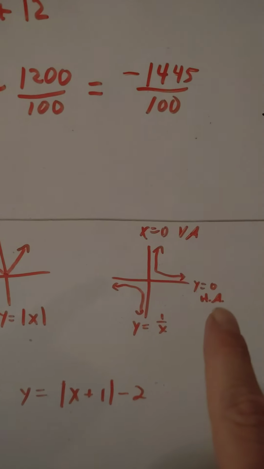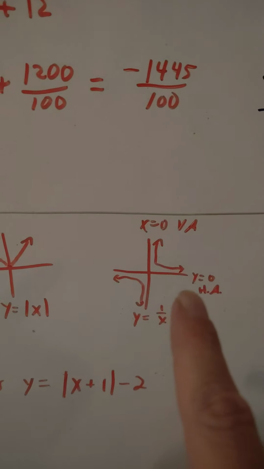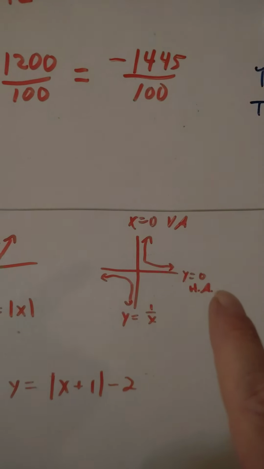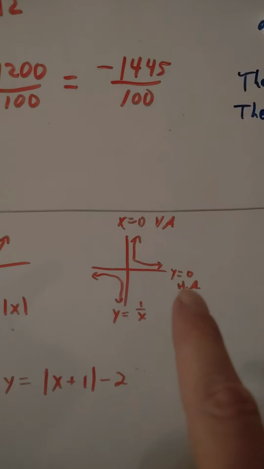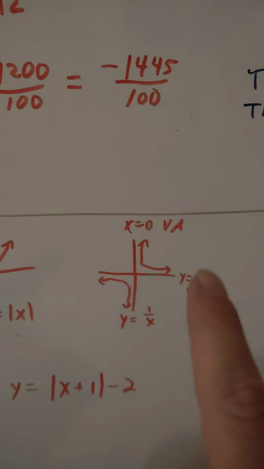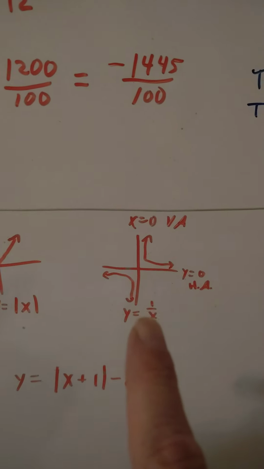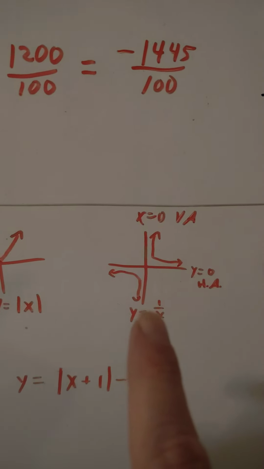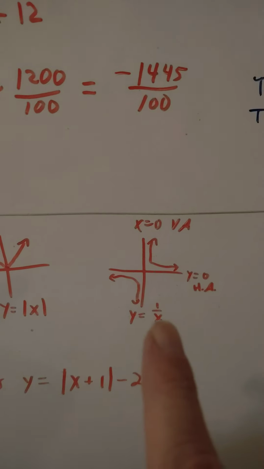Y equals 0 is a horizontal asymptote. So these branches will never touch the x-axis, which is the equation y equals 0. Remember, horizontal lines have the equation y equals a number. And then there's a vertical asymptote, x equals 0. So these branches will never touch the y-axis, which is the equation x equals 0. Remember, all vertical lines have an equation x equals a number.